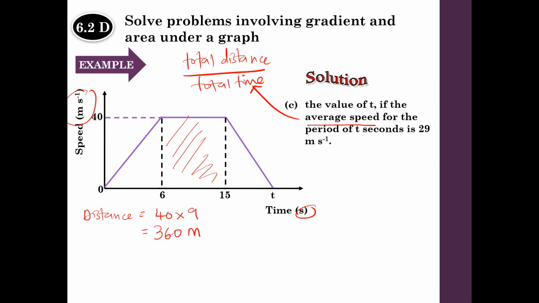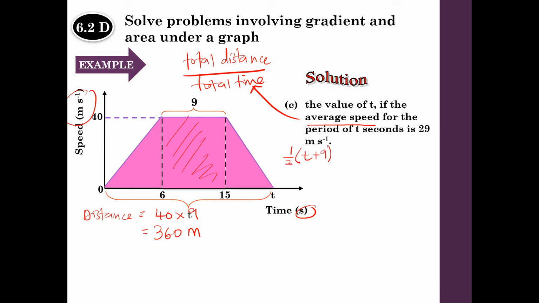For the whole 29 seconds, you can see that we have a shape of trapezium here. To find the distance, we are going to find the area under the graph. So here, the length of the bottom line is t, the length of the top line is 9, and so the total distance for this graph will be 1/2 times t plus 9 times the height, which is 40. So that is the total distance over total time. Total time is t, which is equal to the average speed, 29.